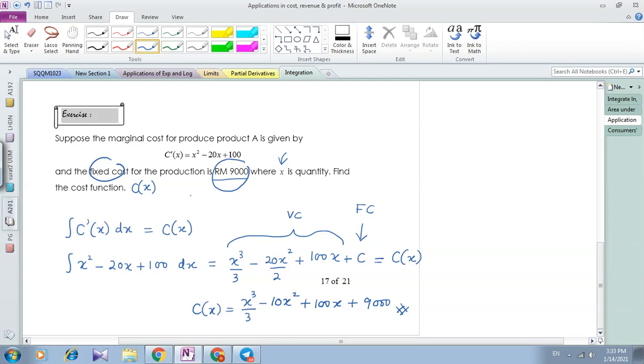That's the end for this subtopic. I really hope that you will find more questions in the exercise section, so that you can work on not only the cost function but also the revenue and profit, if there are any questions on that.